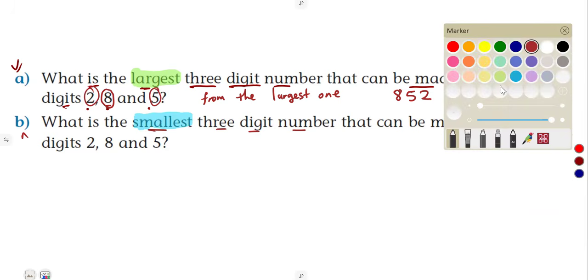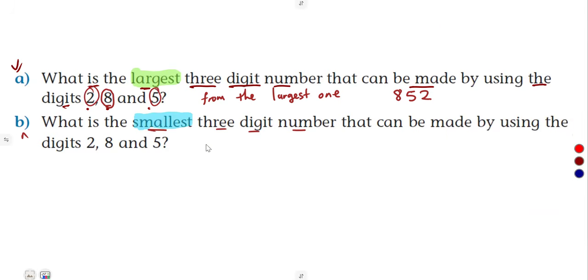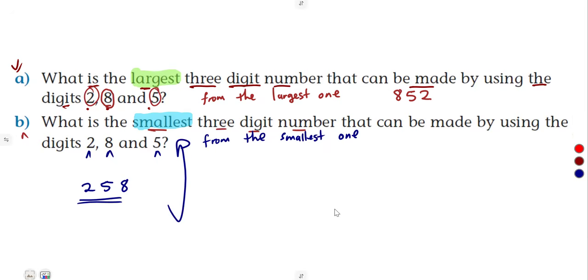From the smallest one. When it is like this, your answer is going to be taken from the smallest one. And the smallest digit is what? It is 2. So it's going to be 2 followed by what? Followed by 5, up to what? Up to 8. So 258 is the smallest 3-digit number.